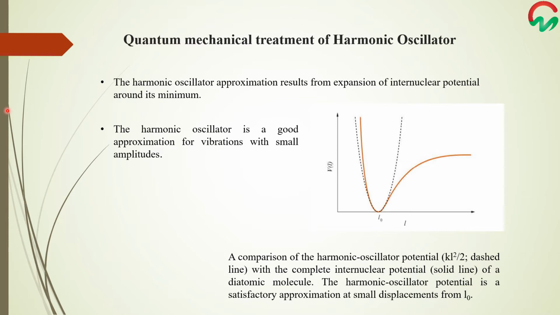So the harmonic oscillator allows the displacement to vary from minus infinity to plus infinity. Actually, these large displacements produce potential energies that are so very large that they do not occur in practice. So we can say that the harmonic oscillator is a good approximation for the vibration with very small amplitude.